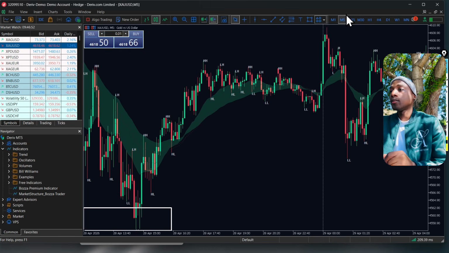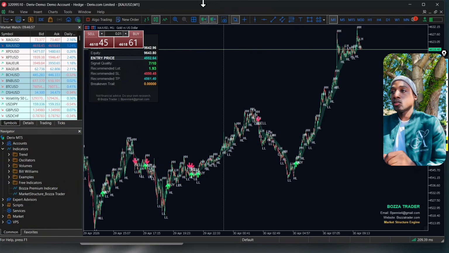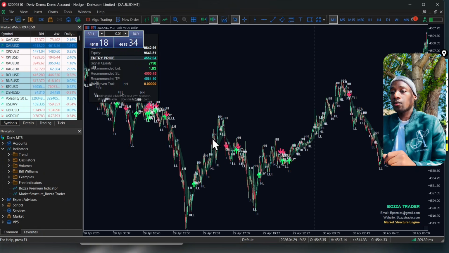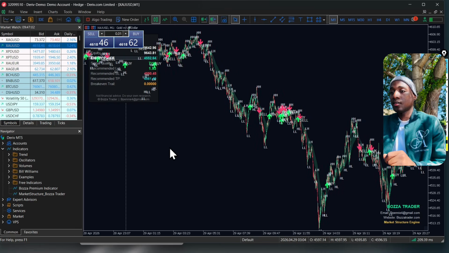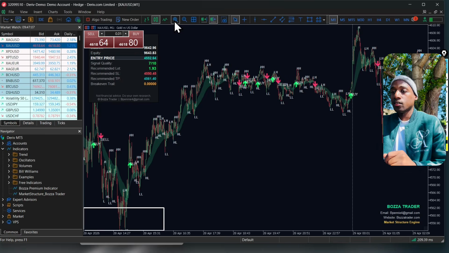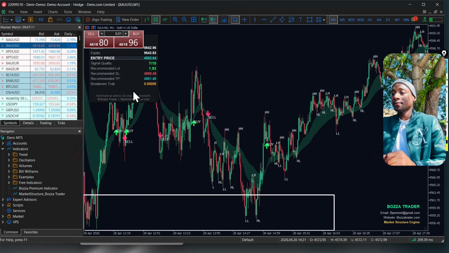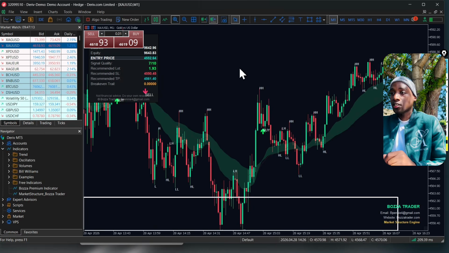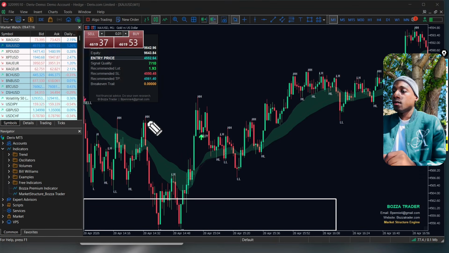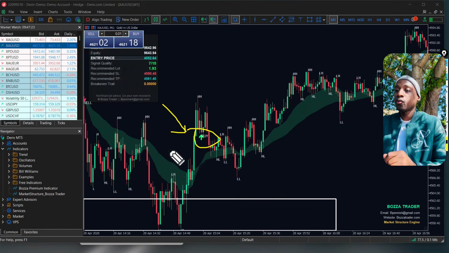No. We go to M1. Zoom out, we go to that day. On M1 we have so much. Let's zoom in here and tell me what you see. There we go. We have our buy entry there, and we hold the position for that long.